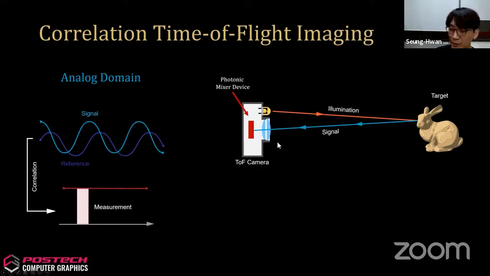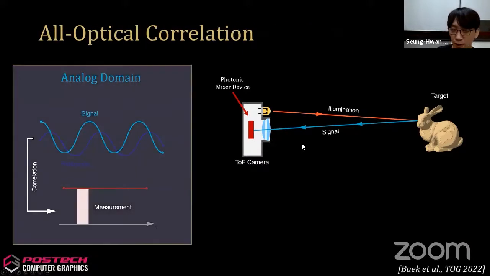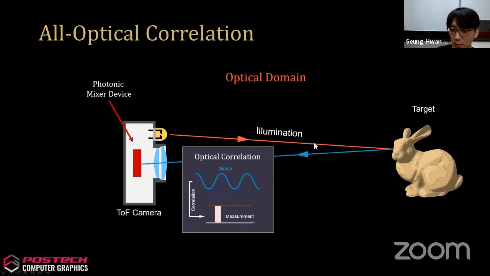What we proposed in our recent work is that we move this correlation computation into the optical domain so that we don't do the photon to electron conversion for this correlation computation. In this way, what we aimed for is to calculate this correlation, of course, almost without having noise added, okay?